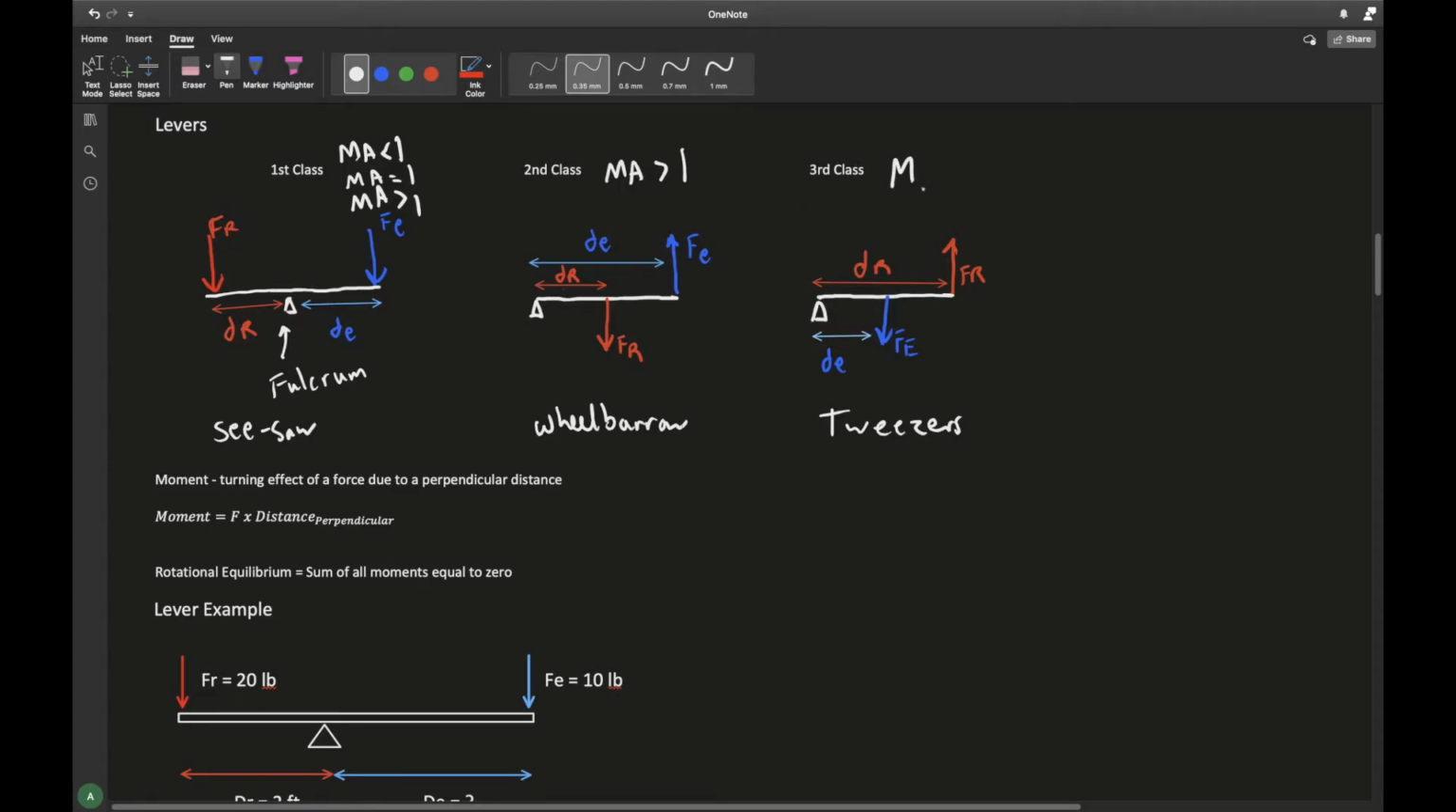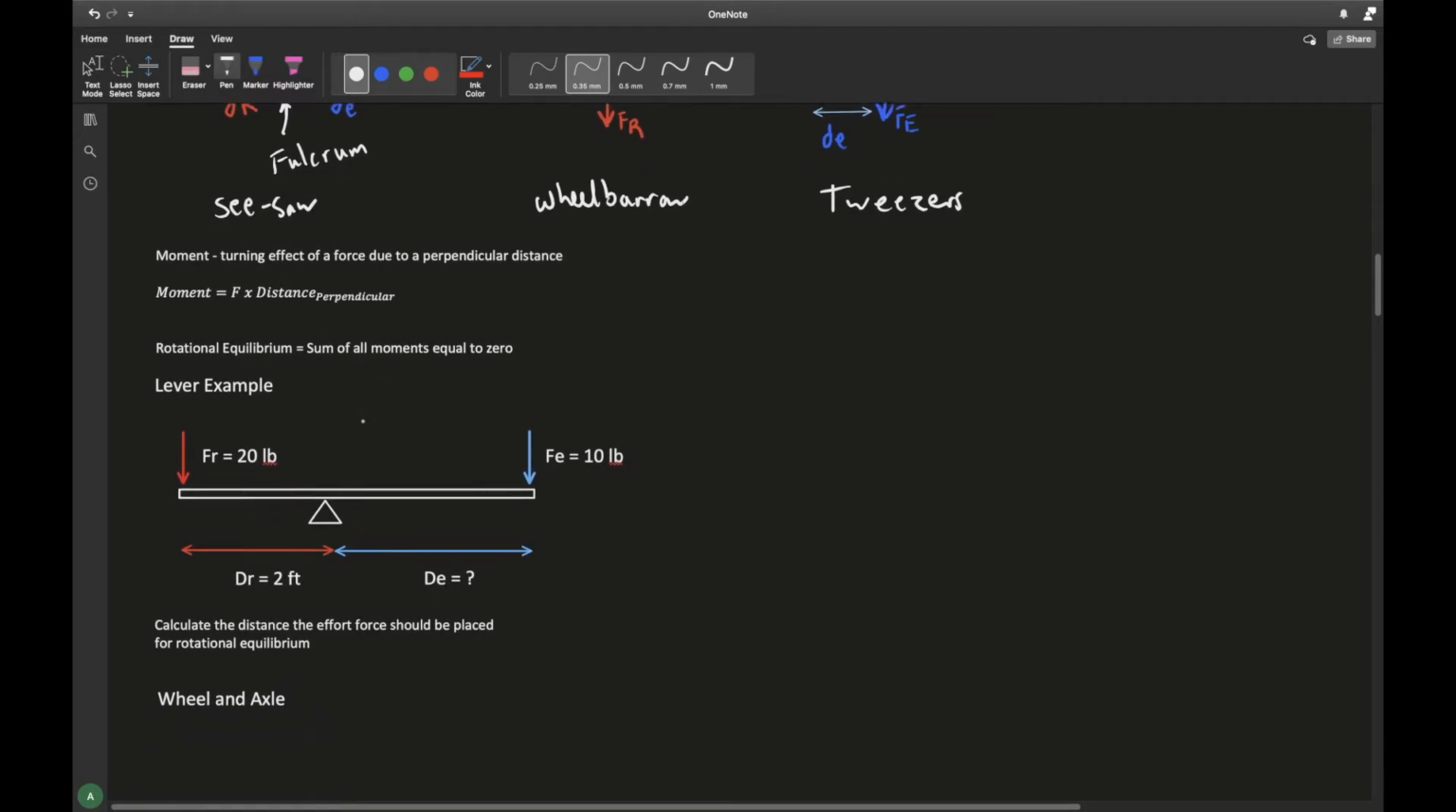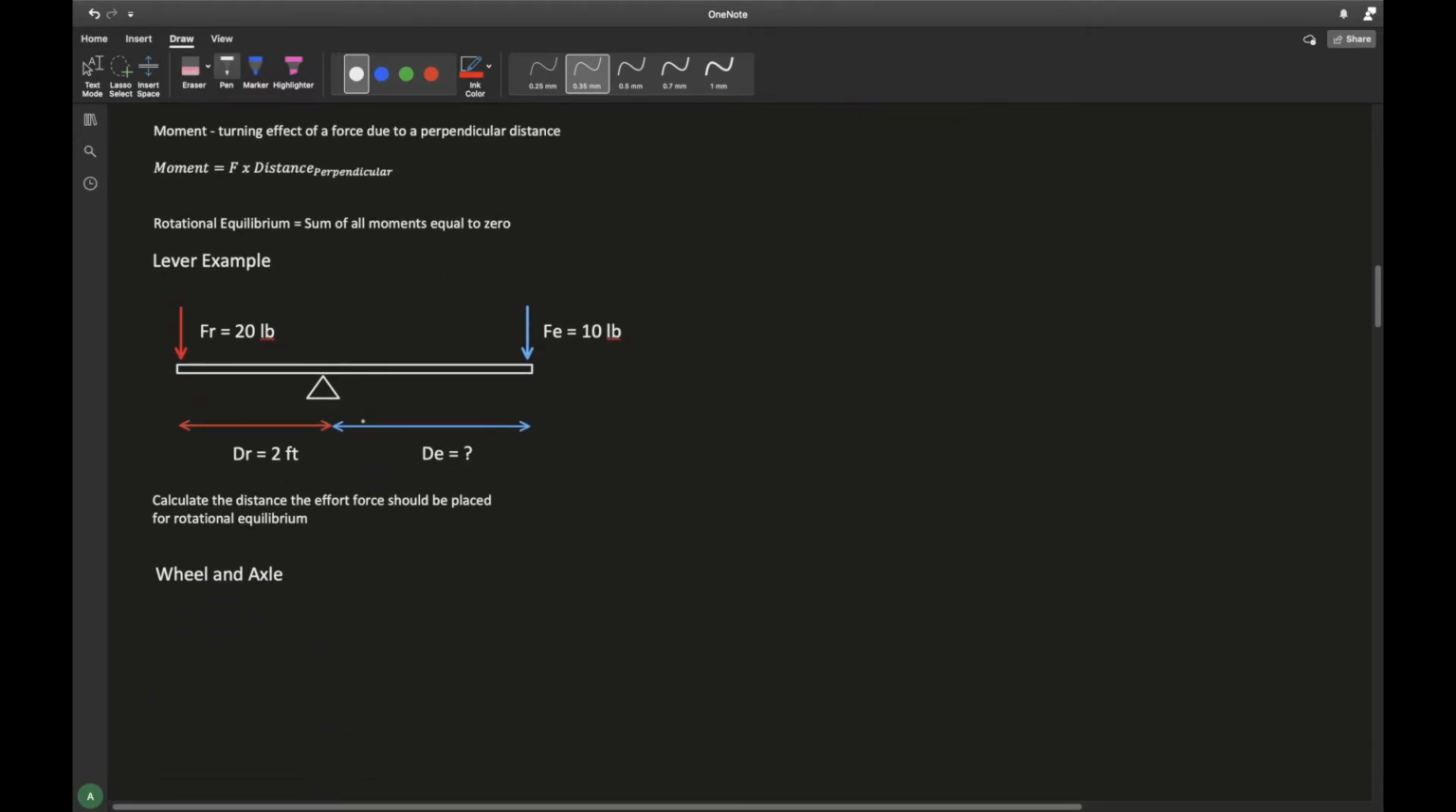The third class is opposite. It's only going to give you a mechanical advantage less than 1, and it's really good at doing that. So again, it's a very effective way using smaller lever arms to be able to achieve a mechanical advantage less than 1.